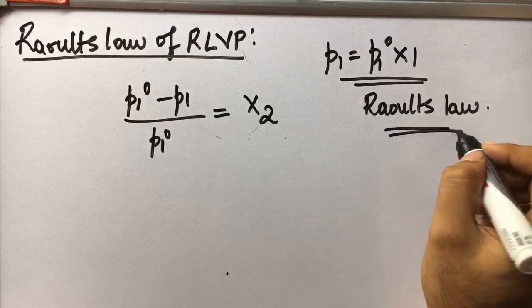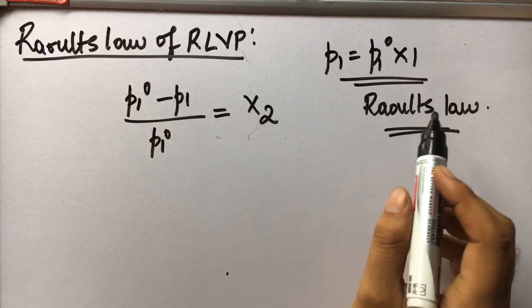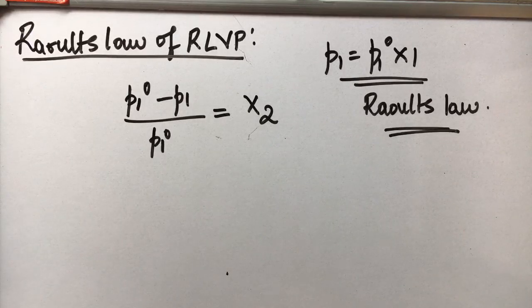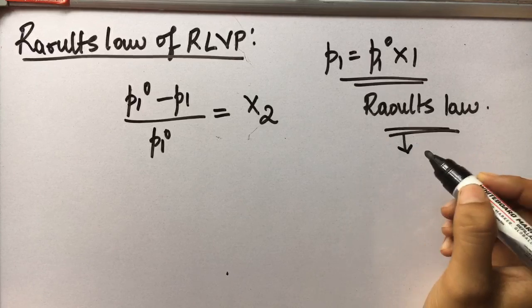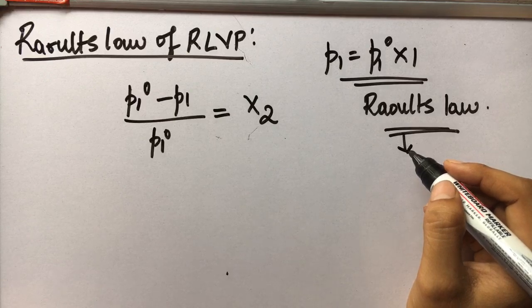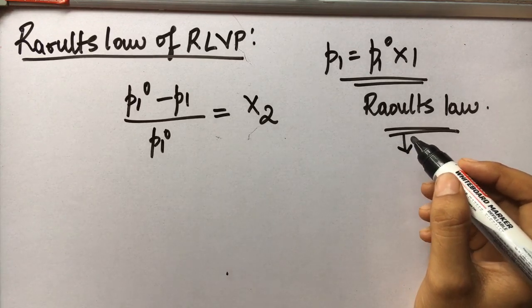In your examination, you have to see whether you have to define this mathematical statement or this one. Tell me students, what is the statement of Raoult's law? That we have studied in the previous class, and I told you it is important for 2 marks or 1 mark. For a solution of volatile liquids, the partial vapor pressure of each component of the solution is directly proportional to its mole fraction in the solution. That is the statement of Raoult's law.